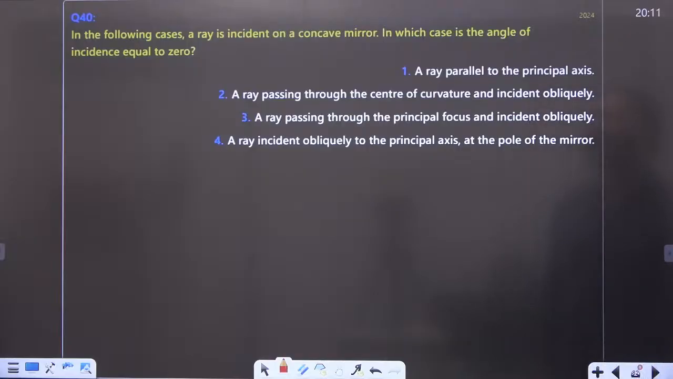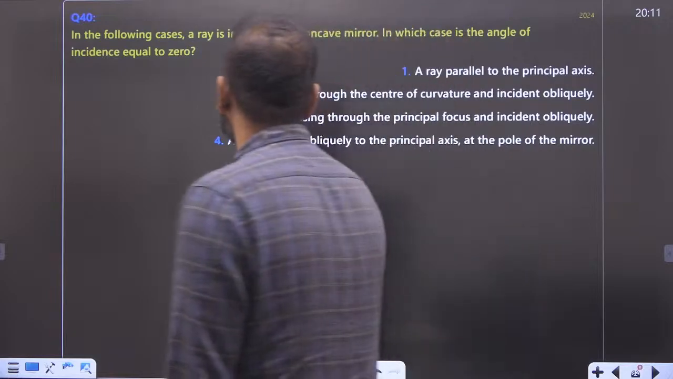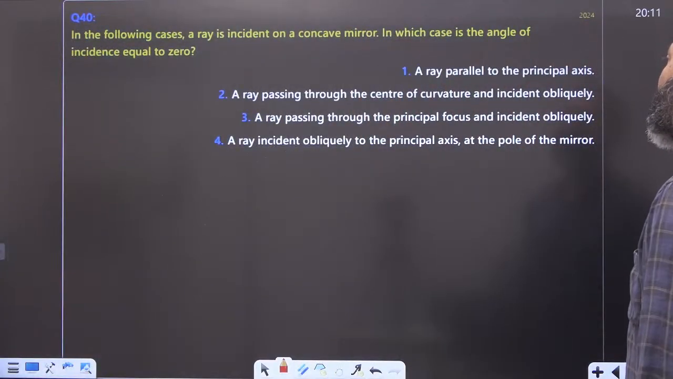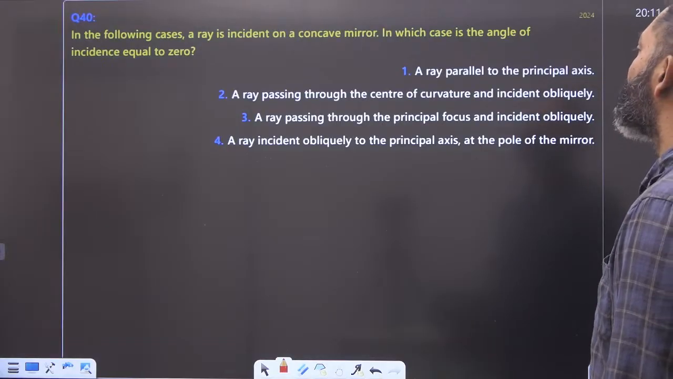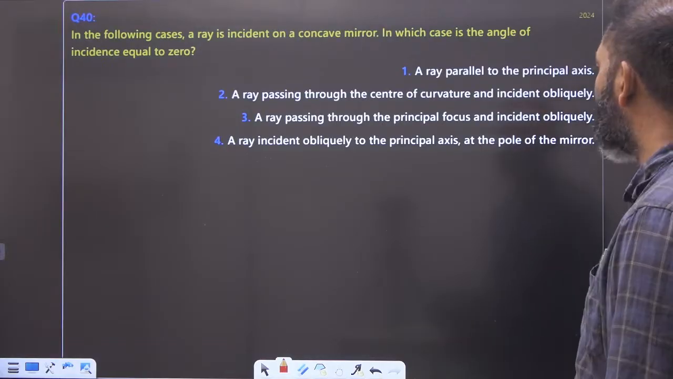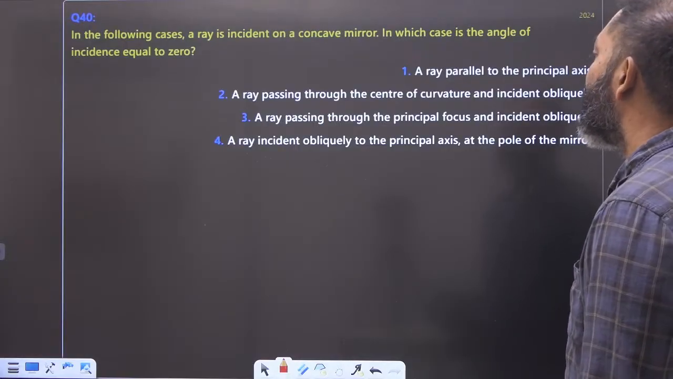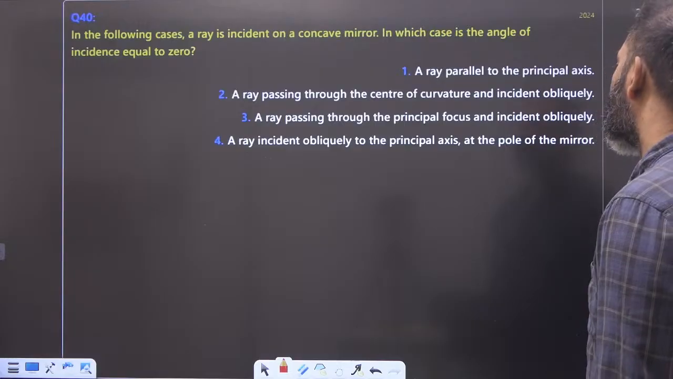Then in the following cases a ray is incident on a concave mirror, in which case is the angle of incidence equal to 0? A ray parallel to the principal axis, a ray passing through the center of curvature and incident obliquely, a ray passing through the principal focus and incident obliquely, a ray incident obliquely to the principal axis at the pole of the mirror.